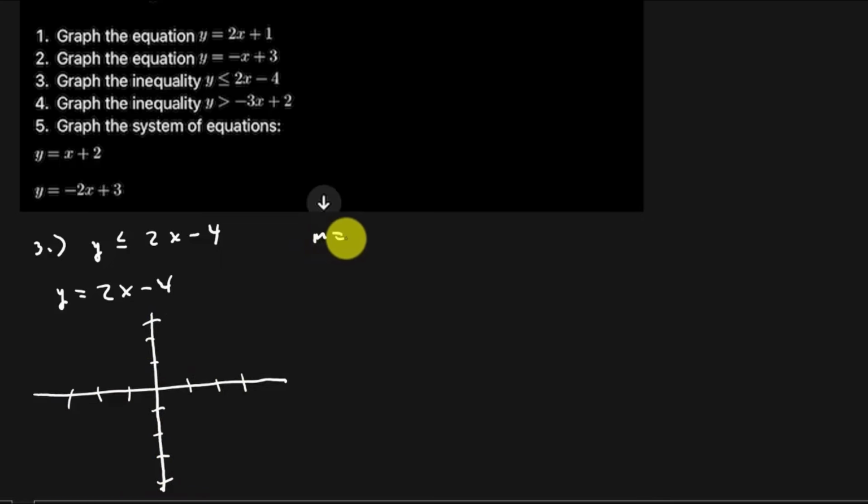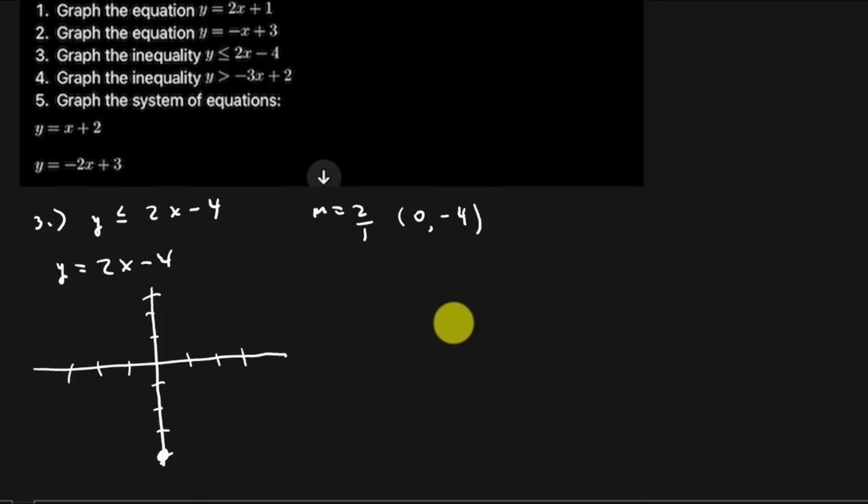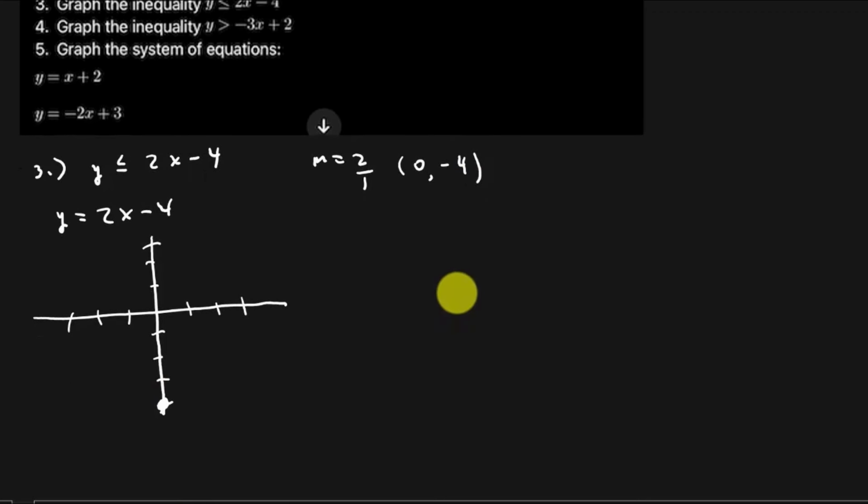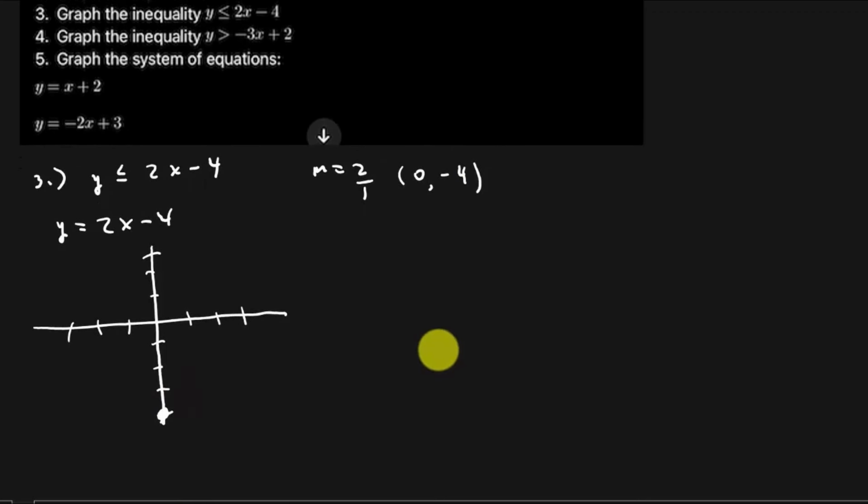So I've got a slope of 2 over 1 and a y-intercept of (0, negative 4). If I plot my y-intercept, use rise over run, up 2 over 1. I'll erase that line there. There's my graph. Now, this is an inequality.